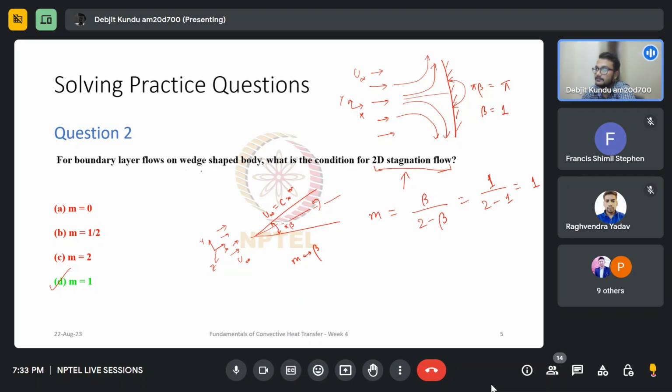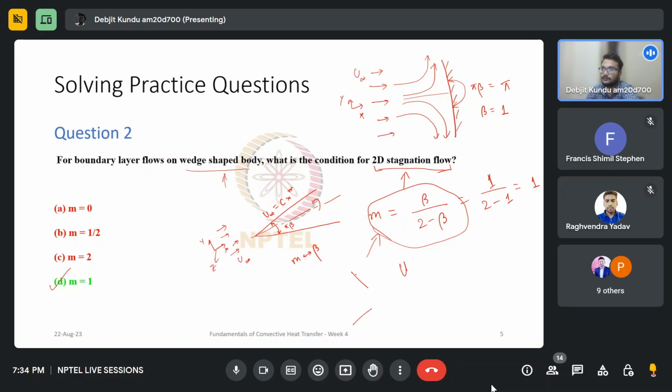I am saying wedge-shaped body because we will use this formulation that m equals beta by 2 minus beta. This comes from the theory of flow over a wedge-shaped body. Since we have to use this, that's why this piece of information is included. And you can understand, right? A wedge, if I keep on increasing the angle of it, ultimately becomes a 2D stagnation flow. I can do even more extremes and make this an obtuse angle like this.